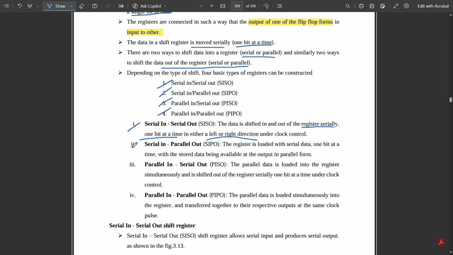Next one is serial in, parallel out, that is SIPO. Here, the register is loaded with serial data, because as the name itself suggests, that is serial in, right?